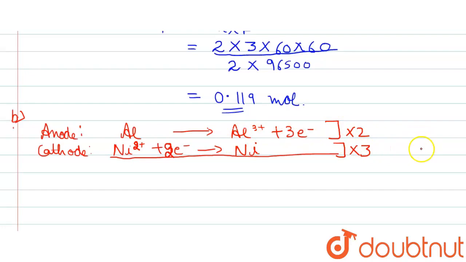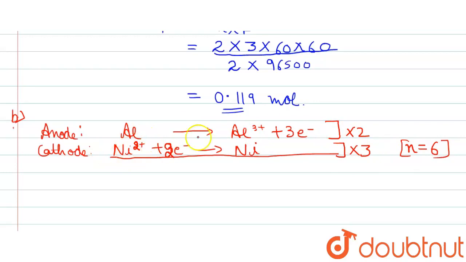So here the electrons that will come out, that is the n, will become 6 for this reaction, because by multiplying it with 2 or 3 it will become 6. So electrons exchanged in this reaction will become 6.